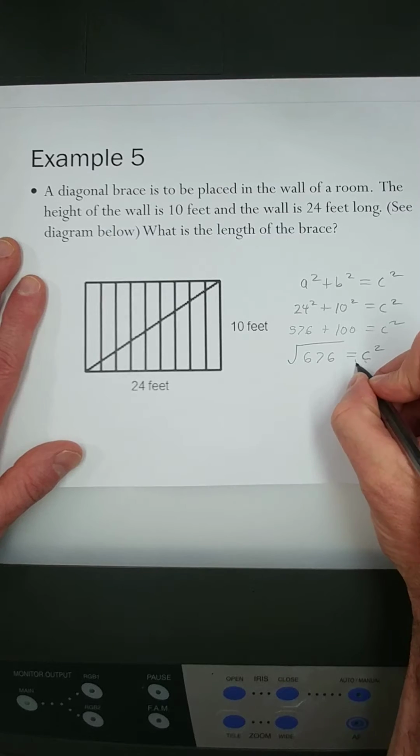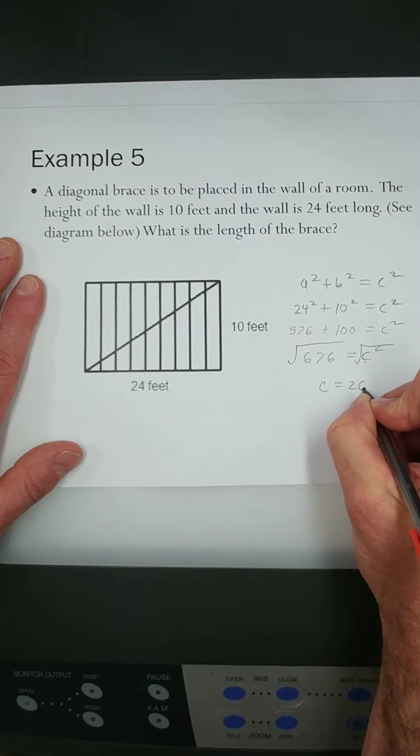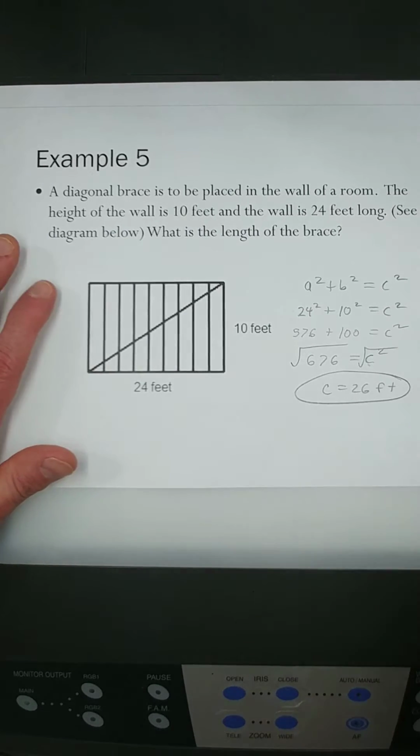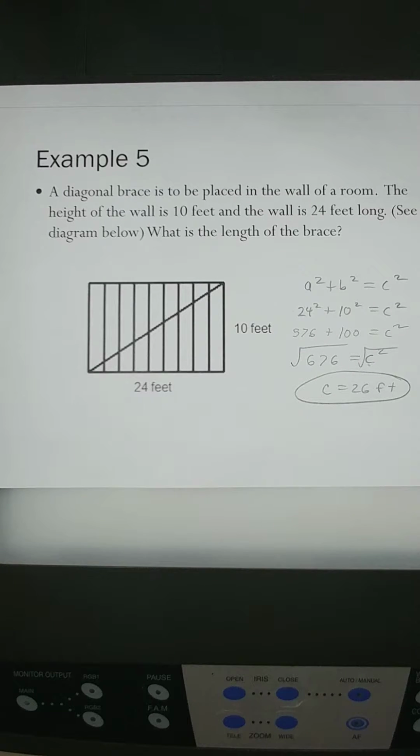So again, if we take the square root, you should discover that that brace needs to be 26 feet in length. And again, here's kind of another carpentry around the house type example. Often that's not that uncommon.